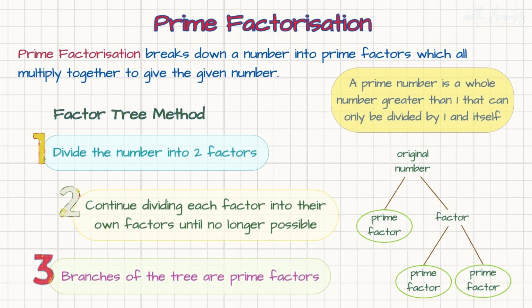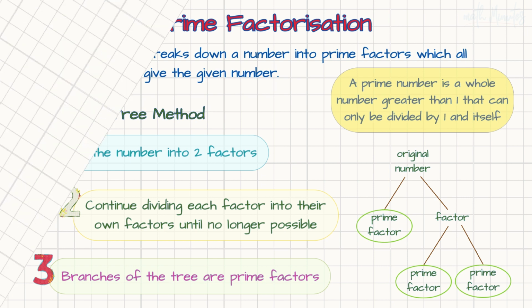To find the LCM and HCF using prime factorization, we follow a step-by-step process. Let's start with an example to understand it better. Suppose we want to find the LCM and HCF of two numbers, 24 and 36. Step 1. Prime factorization. We begin by factorizing each number into its prime factors. We can use the factor tree method to do so.